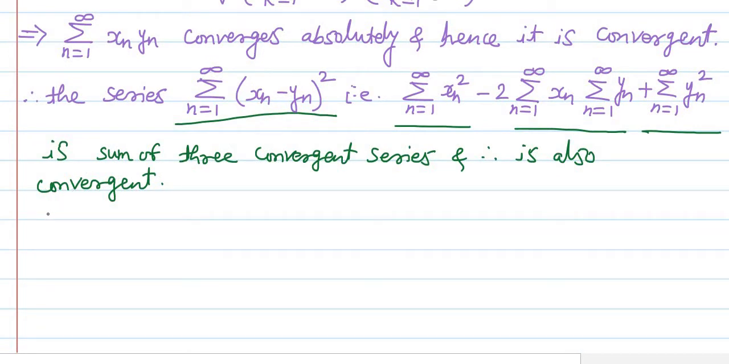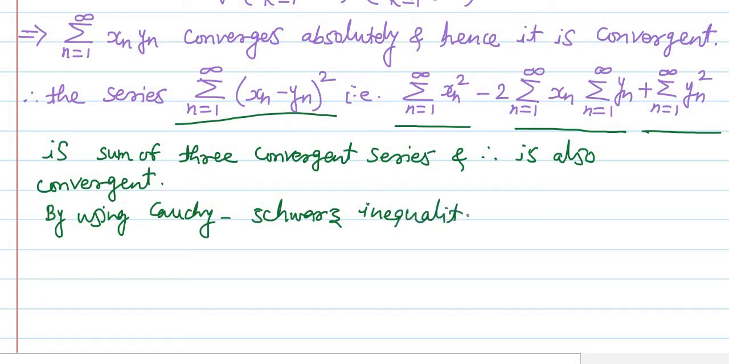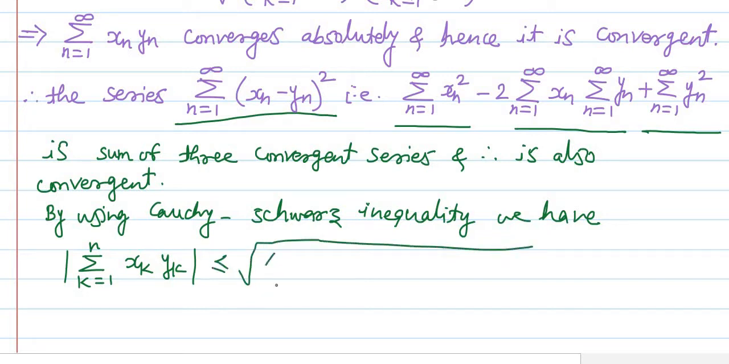Now again by using the Cauchy-Schwarz inequality, we have the modulus of summation over k equal to 1 to n xk yk is less than or equal to the square root of summation over k equal to 1 to n xk square into summation over k equal to 1 to n yk square. This we have by the Cauchy-Schwarz inequality.